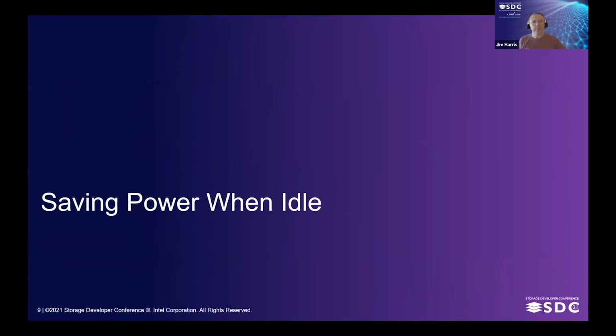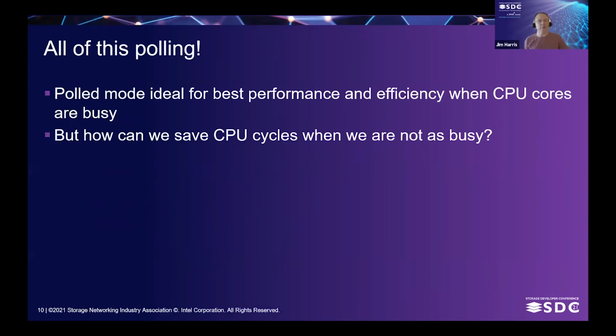Okay, so how do we save power when we're idle? Now we have these SPDK reactors running. We have these SPDK threads with their SPDK pollers running on each core. But when everything's idle, all these pollers are doing is just using up CPU cycles. So, doing this polled mode programming gets us great performance and efficiency when the CPU cores are busy. But what we've been looking at is how do we save CPU cycles when those cores aren't as busy, effectively when they're idle or when they're running a very, very low IO workload.